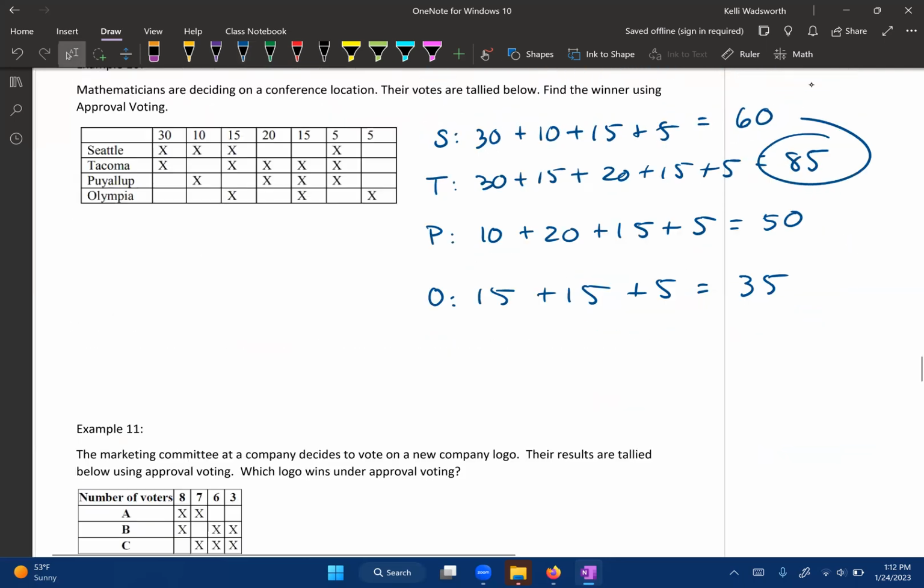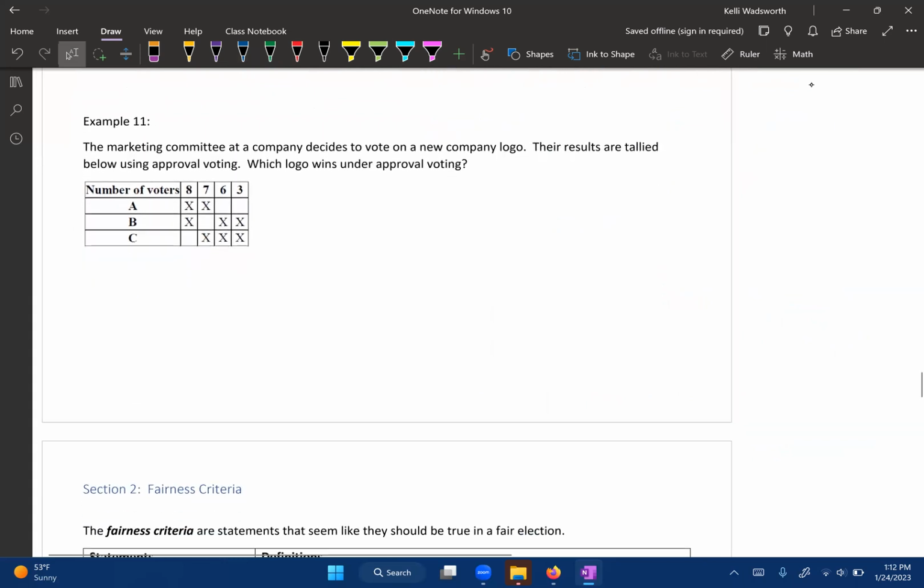Oh, here's another example. Let's do this one. The marketing committee at a company decides to vote on a new company logo. Their results are tallied below using approval voting. Okay, which logo wins? So we got 3 logos, A, B, C.